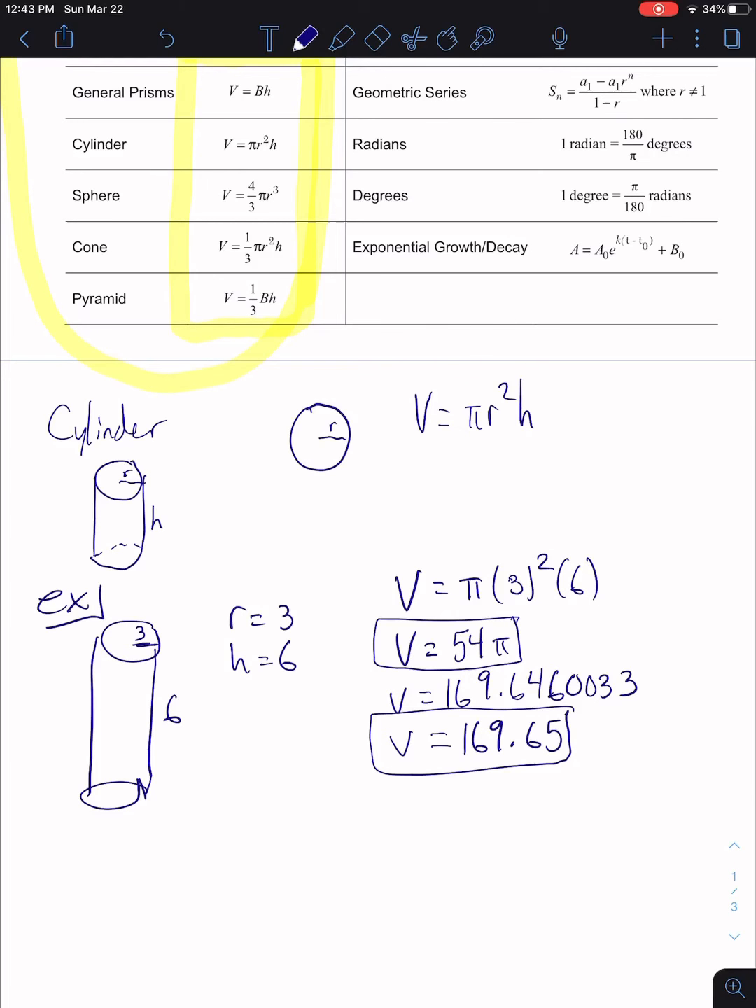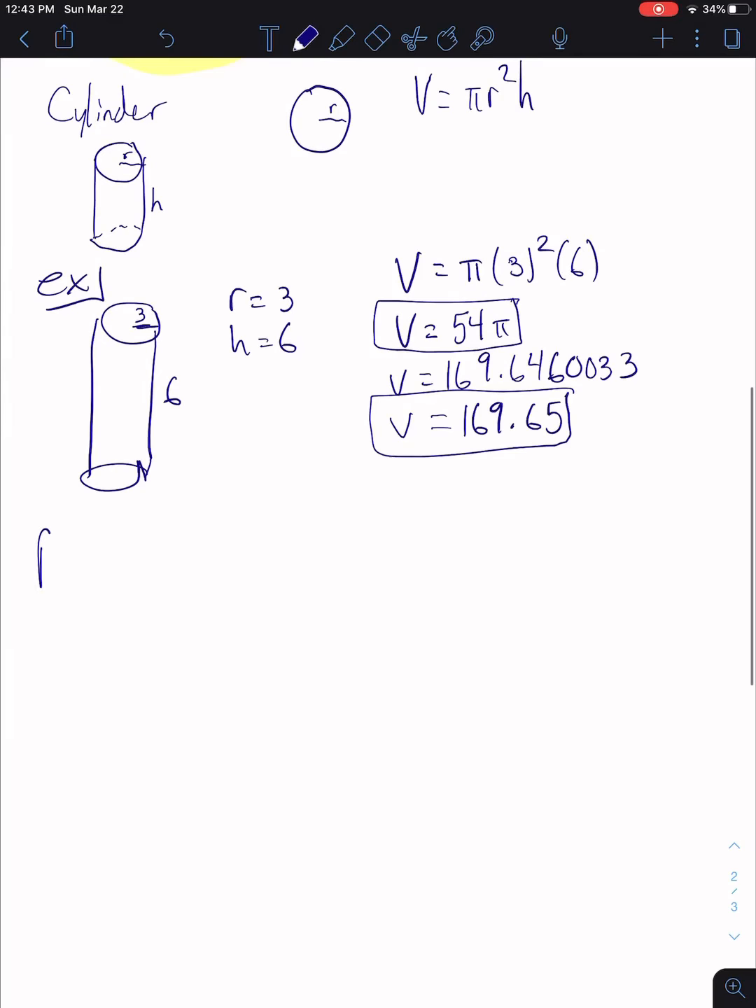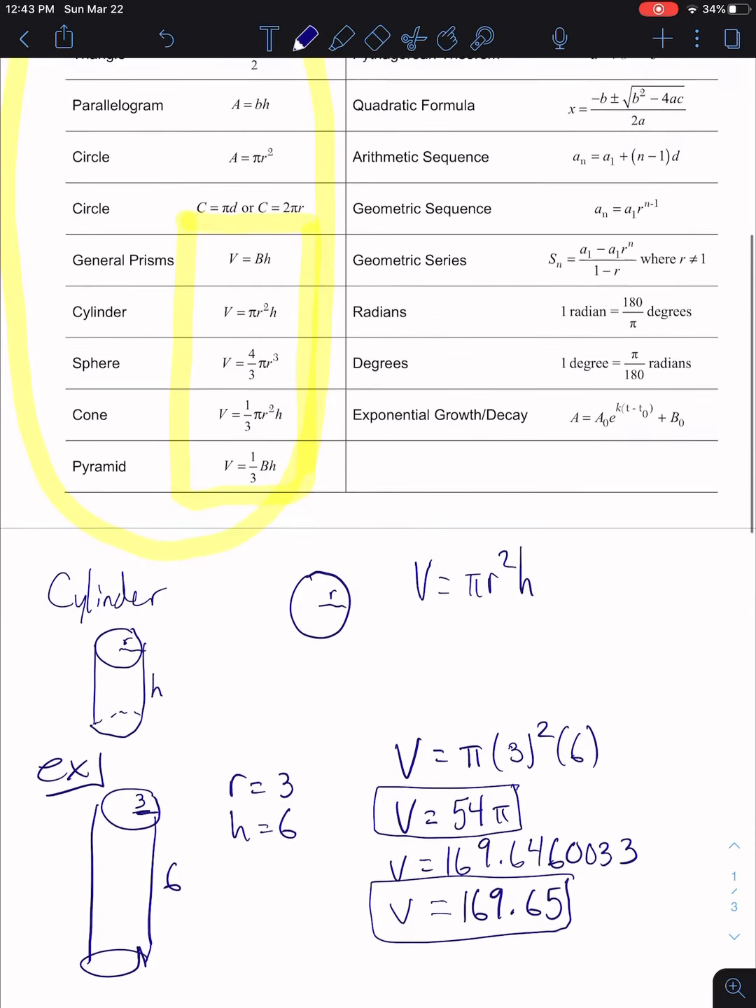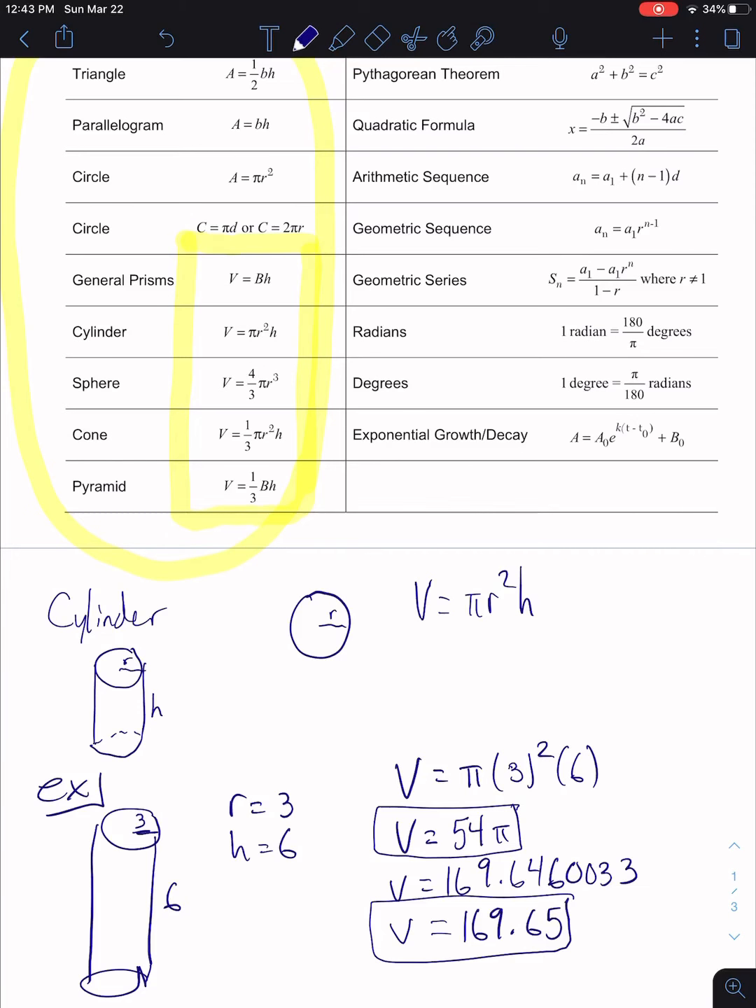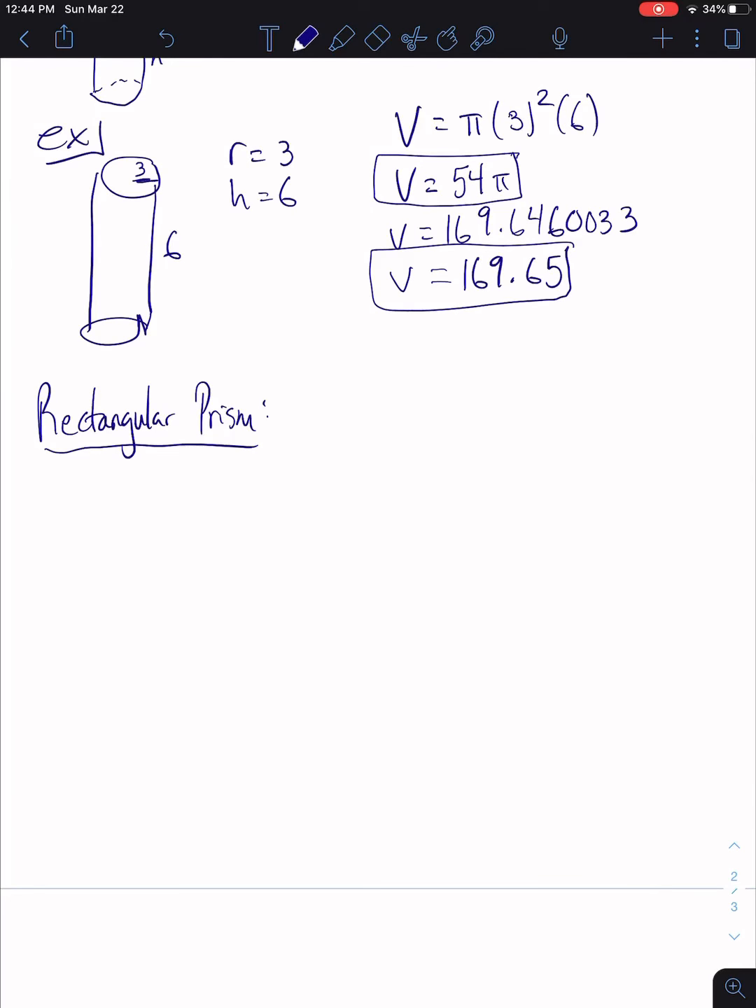All right, the next shape we're going to look at is a rectangular prism. Okay, so for the rectangular prism, we don't actually see that listed anywhere on our sheet. The rectangular prism is going to be under general prisms. Okay, so for the volume of any general prism, it is capital B times H.